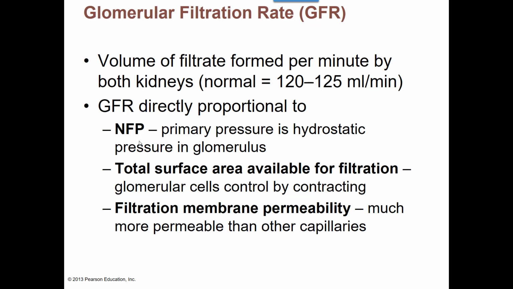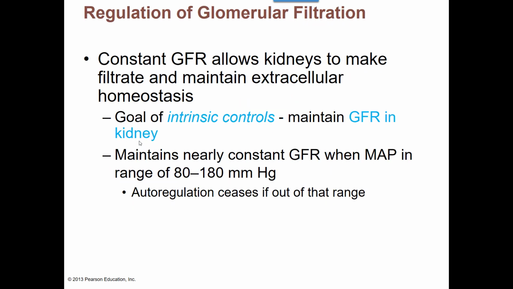One is your glomerular filtration rate. How much filtrate can you make a minute? It allows your kidneys to make filtrate and maintain extracellular homeostasis, meaning your making of urine helps maintain our bodies. It maintains blood pressure, it maintains body pH, and it regulates a lot of our body. Now, it has two goals for filtering. One, the intrinsic goal of your kidneys is to maintain your glomerular filtration rate.